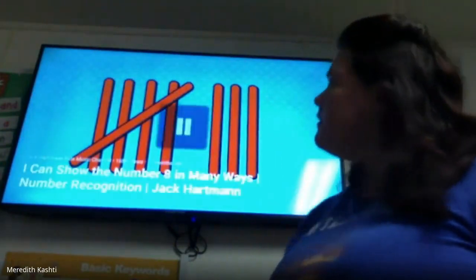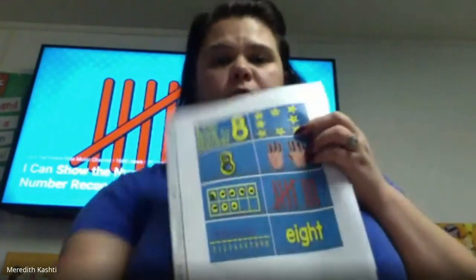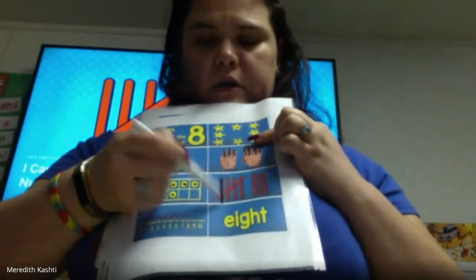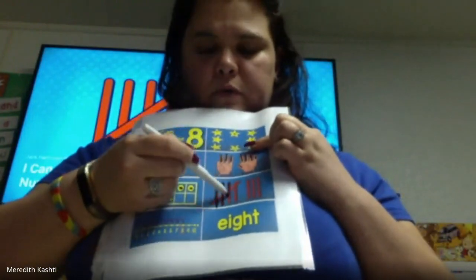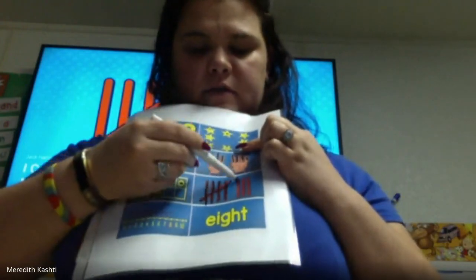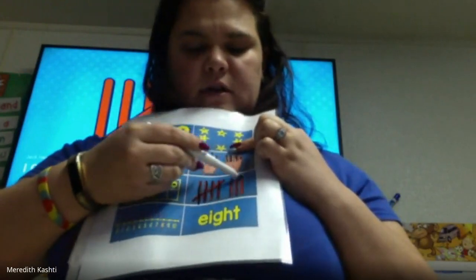I can show the number 8 with tally marks like this. 8. So we're going to do our tally marks now. Remember, again, we're going to write on it. 1, 2, 3, 4, 5, 6, 7, 8. Good job, boys. 8. So we're going to do the number 8 with our tally marks.